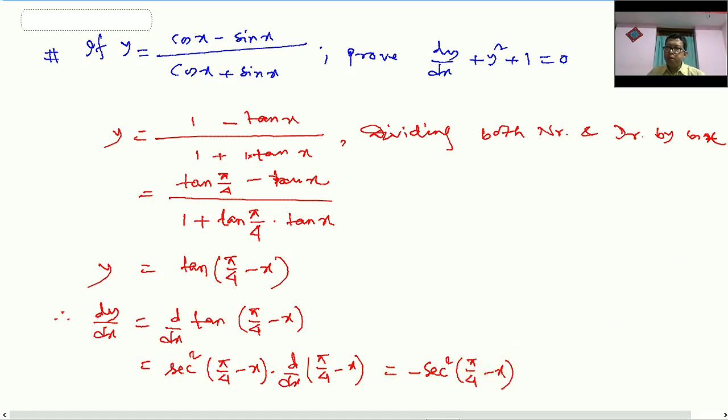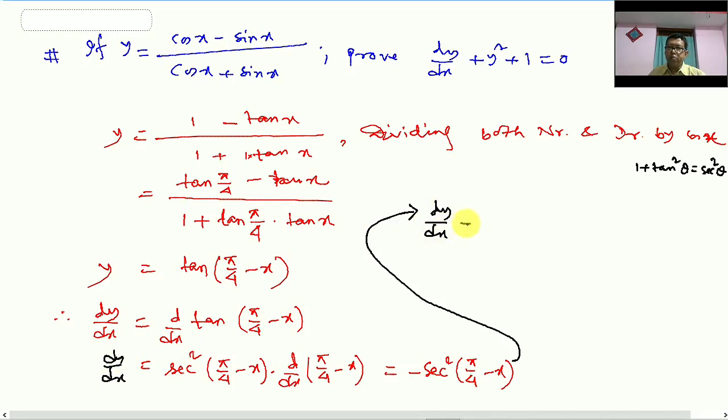Now tell me, what is the formula of tan square theta? From class 10th standard you know the formula, 1 plus tan square theta is equal to sec square theta, isn't it? So minus sec square theta means minus 1 minus tan square theta. So it is your dy/dx. You can write dy/dx is equal to minus 1 minus tan square of the angle pi upon 4 minus x.